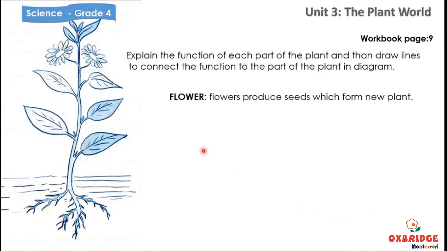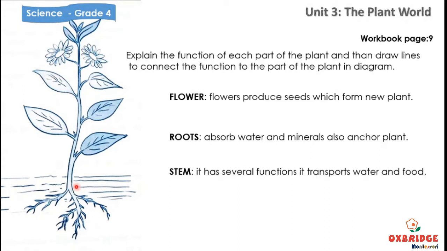Flower. The flowers produce seeds which form new plants. Roots. Roots absorb water and minerals, and also anchor the plant. Stem. Stem has several functions. It transports water and food. And we know that for the transportation of water and food, xylem and phloem tubes are concerned. Leaves. The place where food is produced, the food factory of a plant.